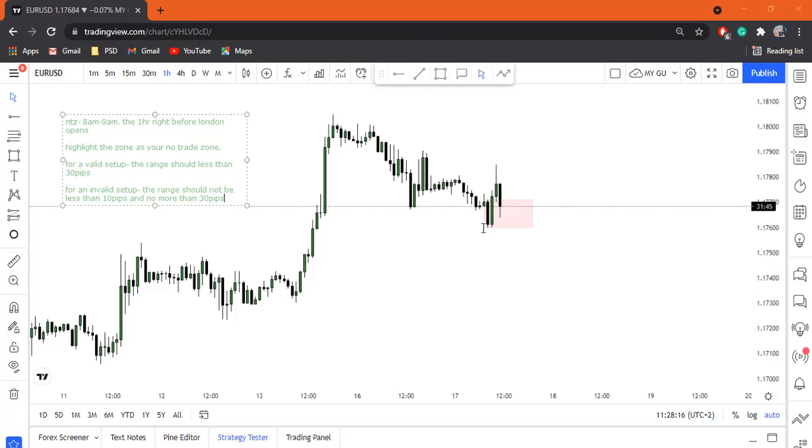All right, so for entries, what you need to do is you have to set your buy stop and your sell stops just above the no trade zone. So what I mean is you set your buy stop above and your sell stops below, and you wait. You can open a trade manually.